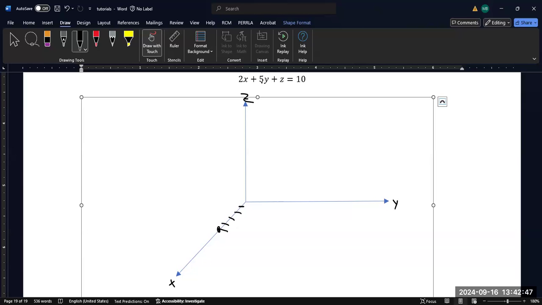If I want the y-intercept, I'm going to let x and z be 0. And then all I'm going to have left is 5y is equal to 10, which is going to give me 2. So that point is going to be there. And then if I want the z-intercept, I'm going to let x and y be 0, and I'm going to have z equals 10. So 1, 2, 3, 4, 5, 6, 7, 8, 9, 10. That'll be my 10.